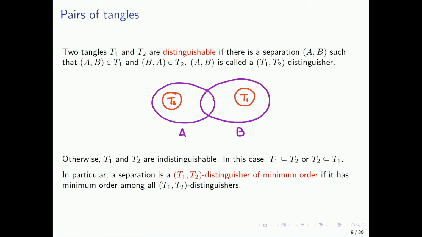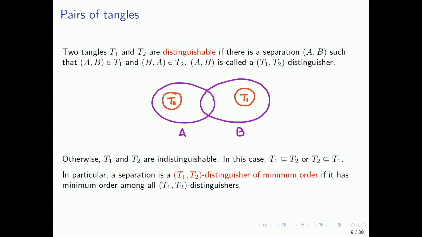But this looks like this picture, where because AB is contained in T1, the area with respect to T1 is on the B side, while T2 is on the A side. So in the picture, it looks like this separation separates these two areas, right? In this situation, we say that the separation is a T1, T2 distinguisher, and otherwise we say that they are indistinguishable. And in the indistinguishable case, one is contained in the other.